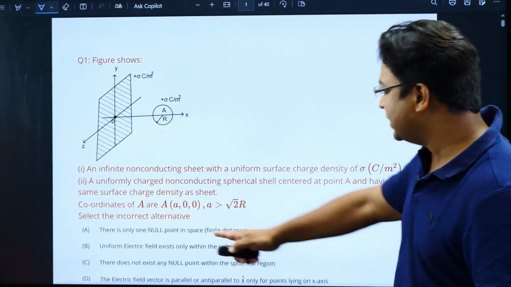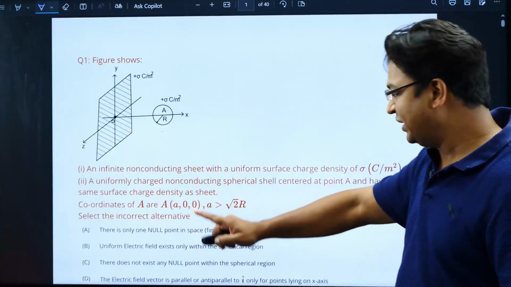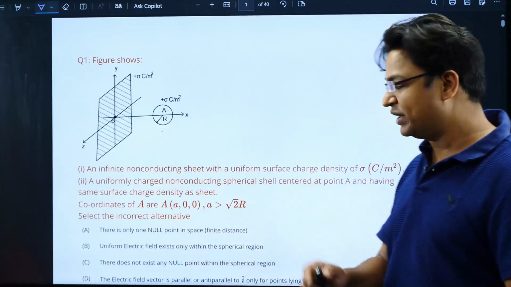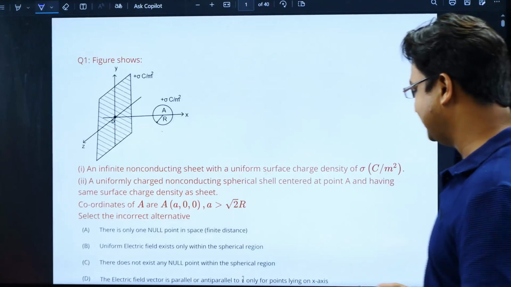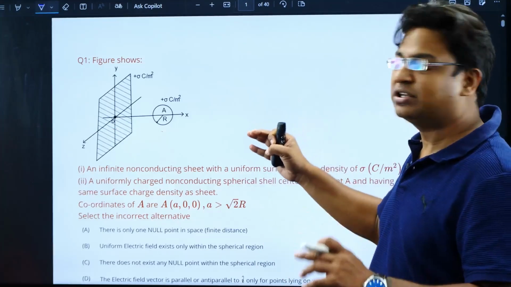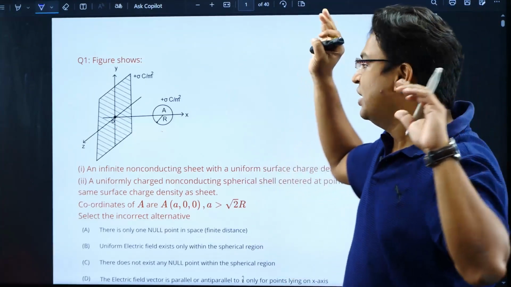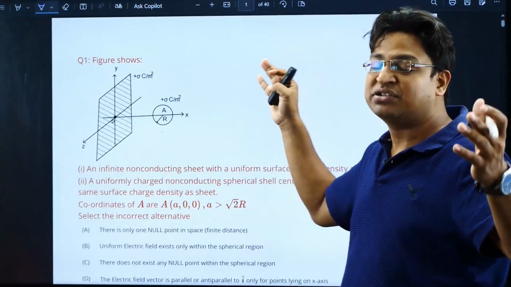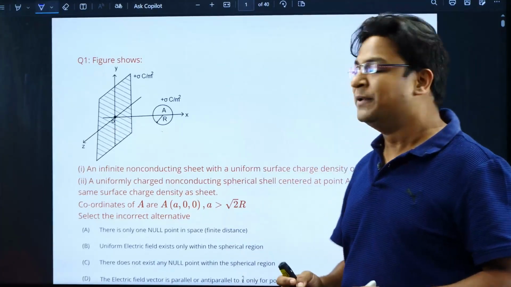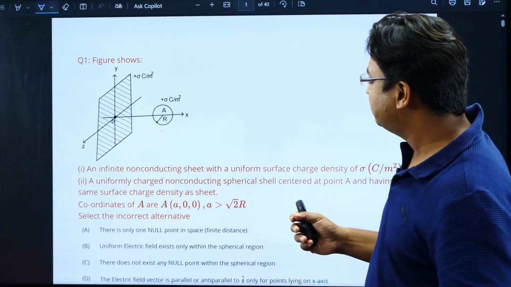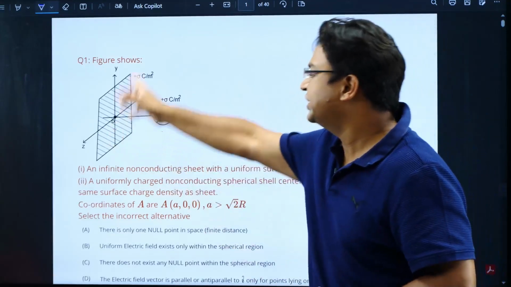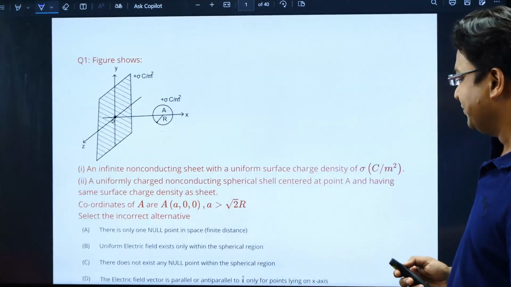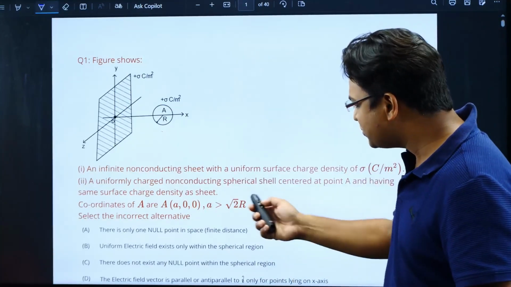We have to select the incorrect alternative, so pay attention to that, not the correct one. There is only one null point in space at a finite distance. We don't have to consider distances which are very large from these two structures, because at those points we can't say that a null point is there. The sheet extends up to infinity, so we will not be able to comment.